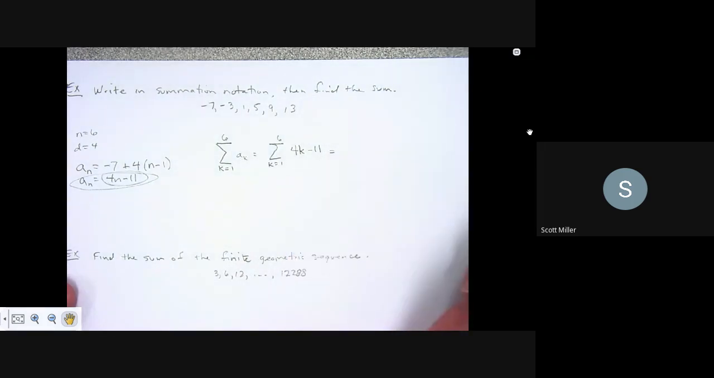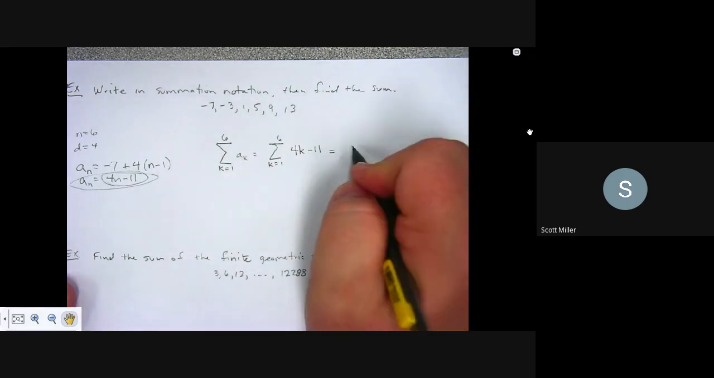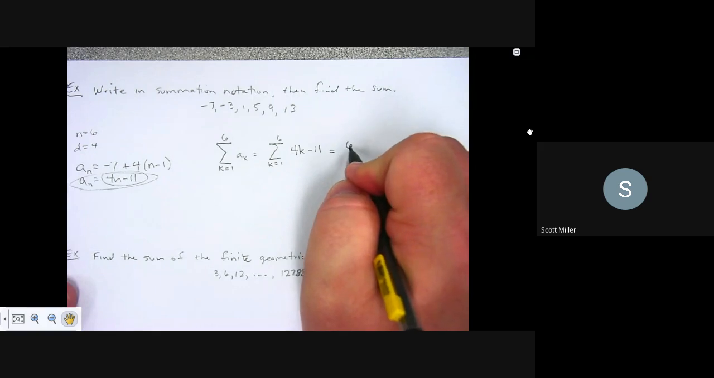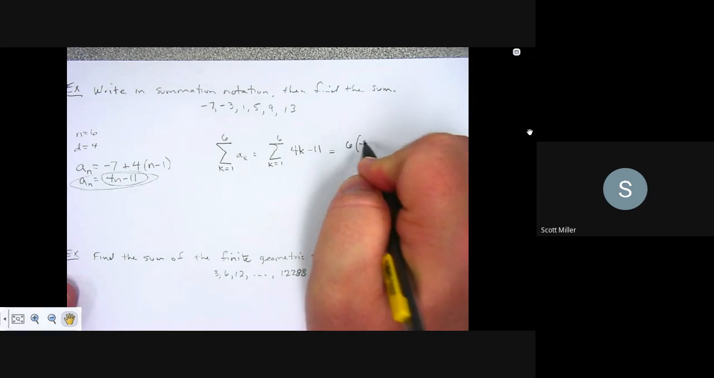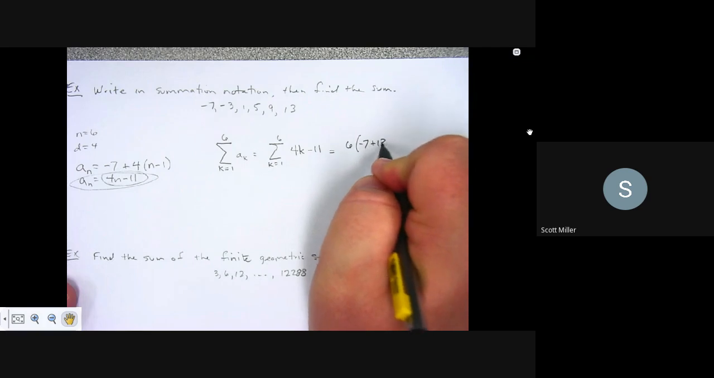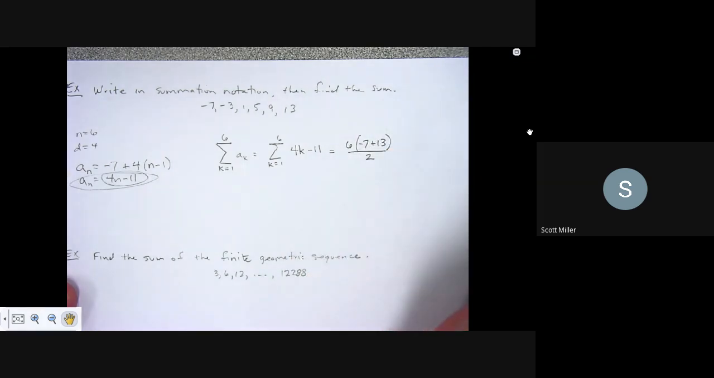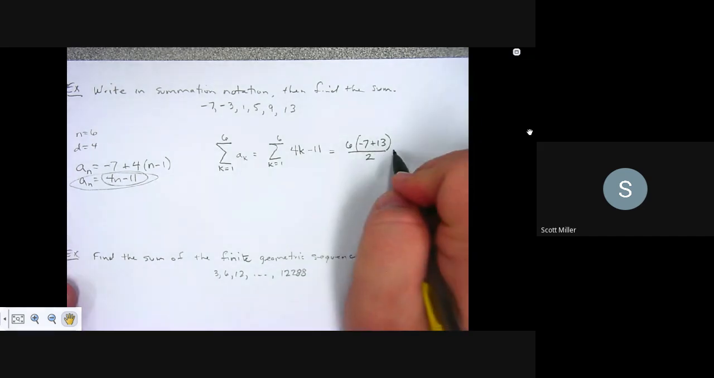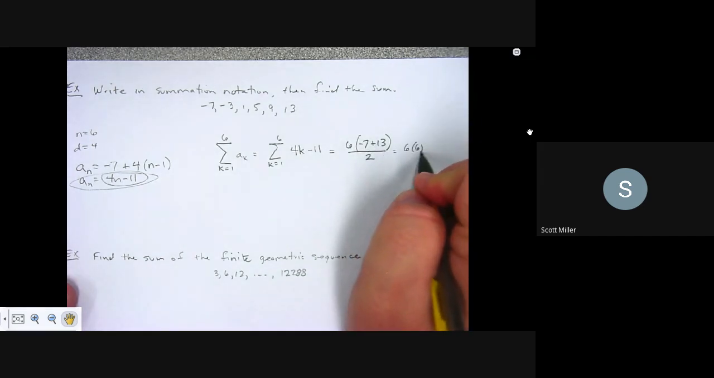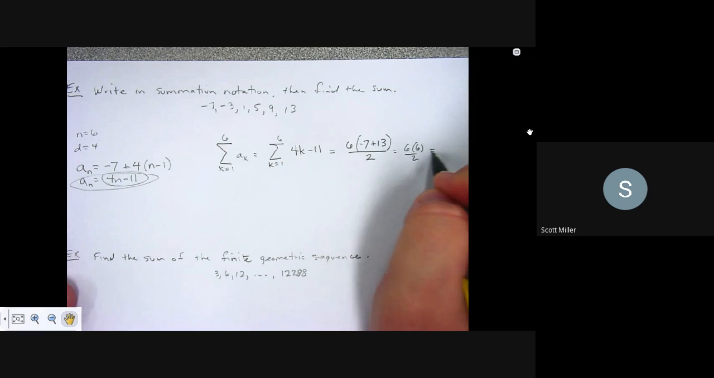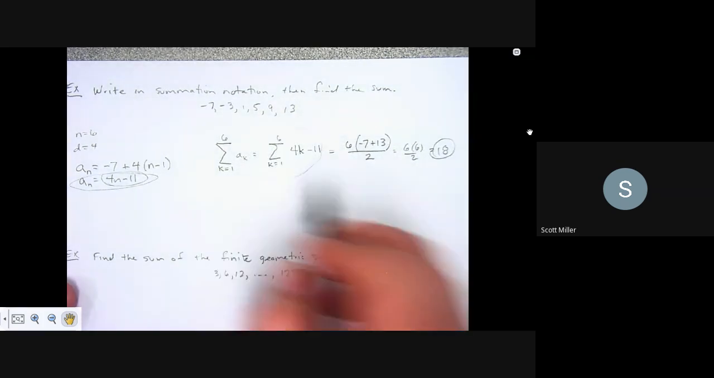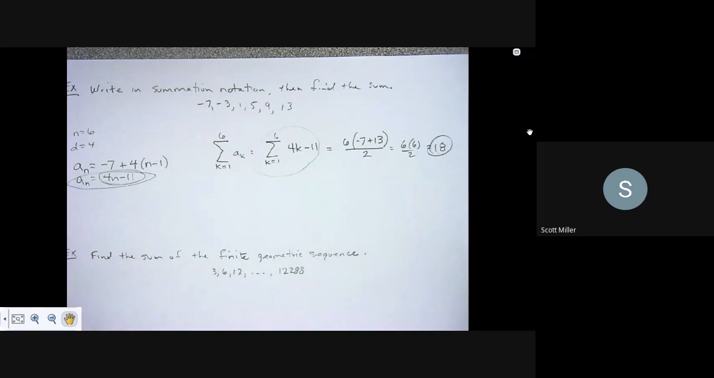We use the formula that they just gave us on the other side, which says I need to know how many numbers are in the sequence that I'm adding. What is the first term? Add that to the last term and divide it all by 2. So as I work this out, 6 times 6 divided by 2, you're going to get 18. So there's the summation notation, and there is the sum. Okay?